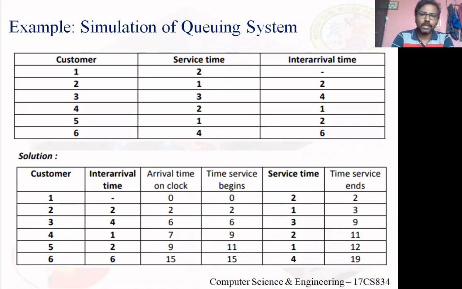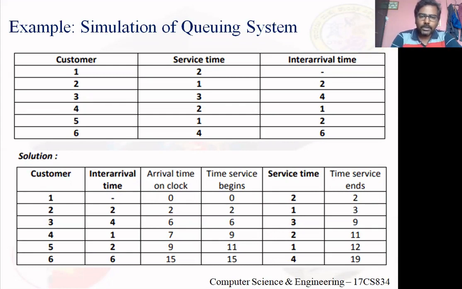Got it? So similarly, the service time for the second customer is 1 minute. Service time for the third customer is 3 minutes. Service time for the fourth customer is 2 minutes. Service time for the fifth customer is 1 minute. Service time for the sixth customer is 4 minutes. Got it? Clear with this?